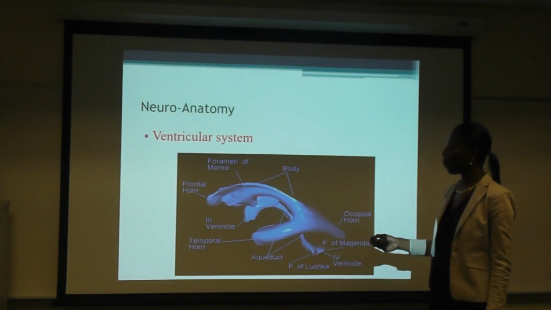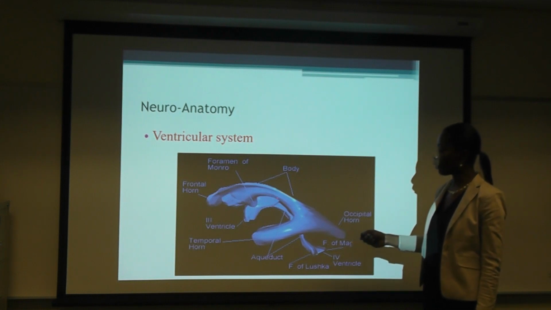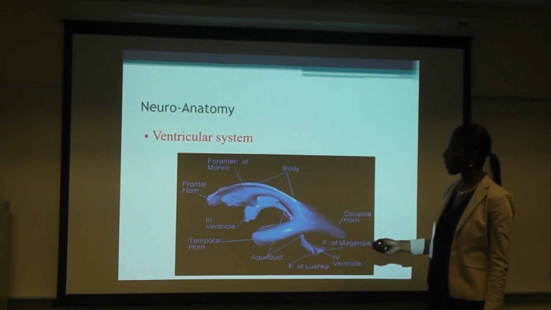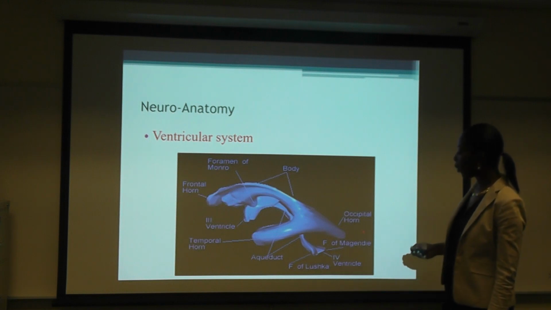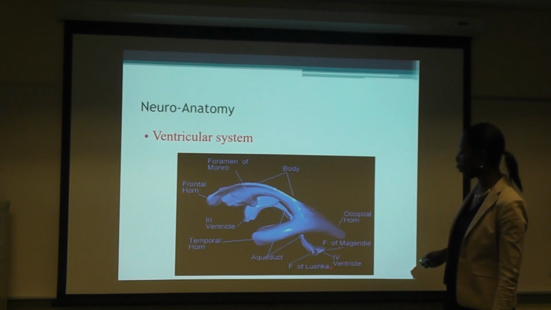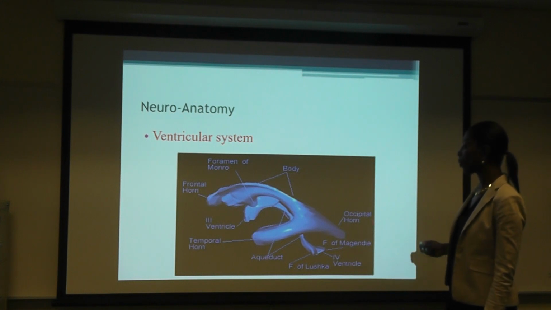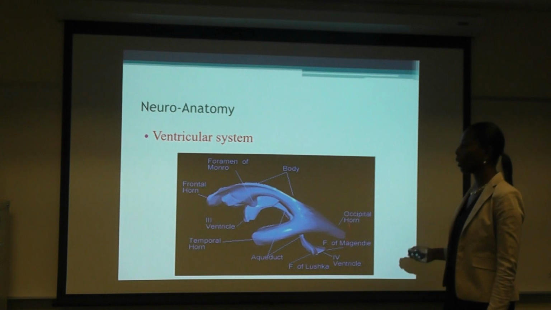circulating in the brain. It goes from the lateral ventricles through the foramen of Monro to the third ventricle, which is right here, and then from the third ventricle through the aqueduct of Sylvius, then to the fourth ventricle, and then from the fourth ventricle it goes down and around the brain through the foramen of Luschka and the foramen of Magendie, and it's out around the brain and the spinal cord.